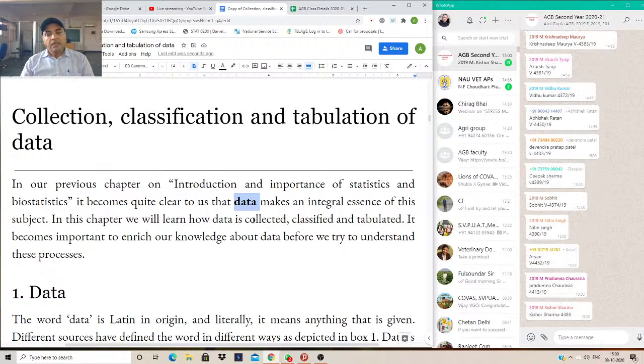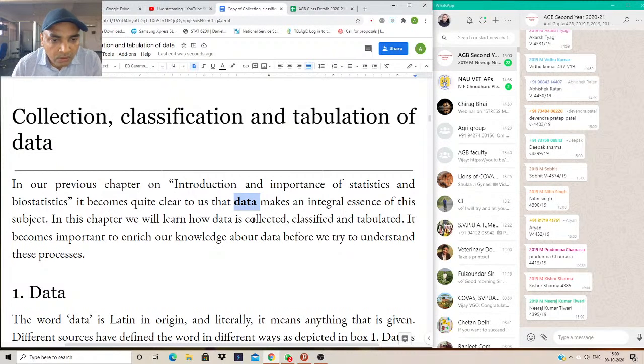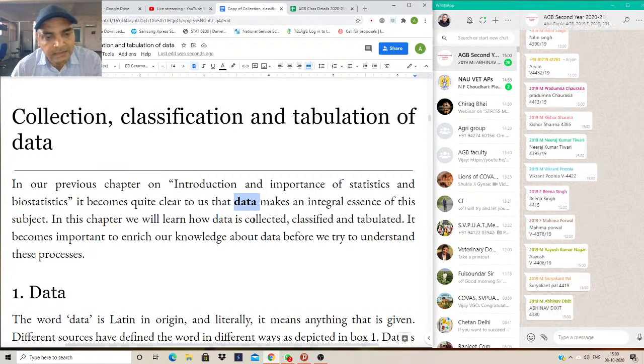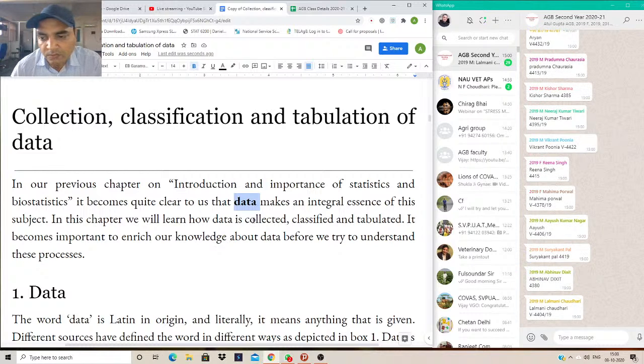What I want to tell all students is there is no need to write your name in the WhatsApp. Keep on marking your attendance as you did earlier. Okay, and I will correct it.